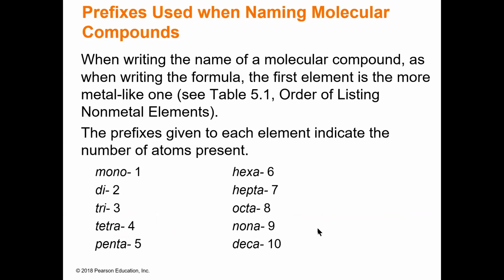So here are the prefixes. 1 is mono, 2 is di, like diatomic, 3 is tri, like tricycle, 4 is tetra, like tetrahedral, 5 is penta, like pentagram, 6 hexa, 7 hepta, 8 octa, nona, and deca for 10. So you do need to know up through 10, or have them somewhere where you can reference them. And then it's really just as simple as smushing that in front of the elements that you have.